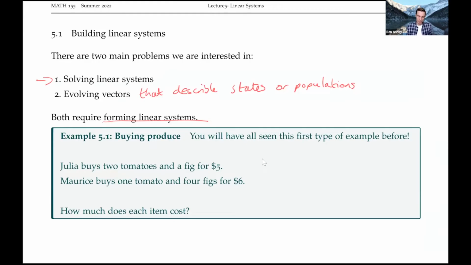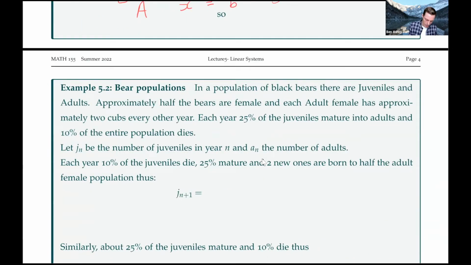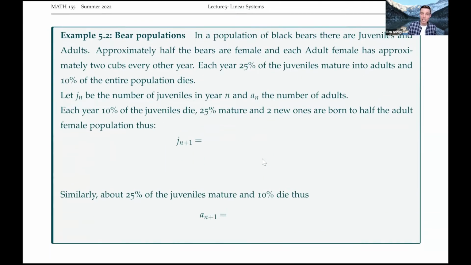The second type of problem that involves matrices, that I said, was evolving vectors that describe some sort of state or population that's changing over time. So the second type here, to give an example of that, suppose we've got some population here, it's a population of bears, and in that population of bears, there are some juveniles and there are some adults, and we can say, okay, let's suppose that Jn, so J with the subscript n, is the number of juveniles in year n, and An is going to be the corresponding number of adults in the same year.